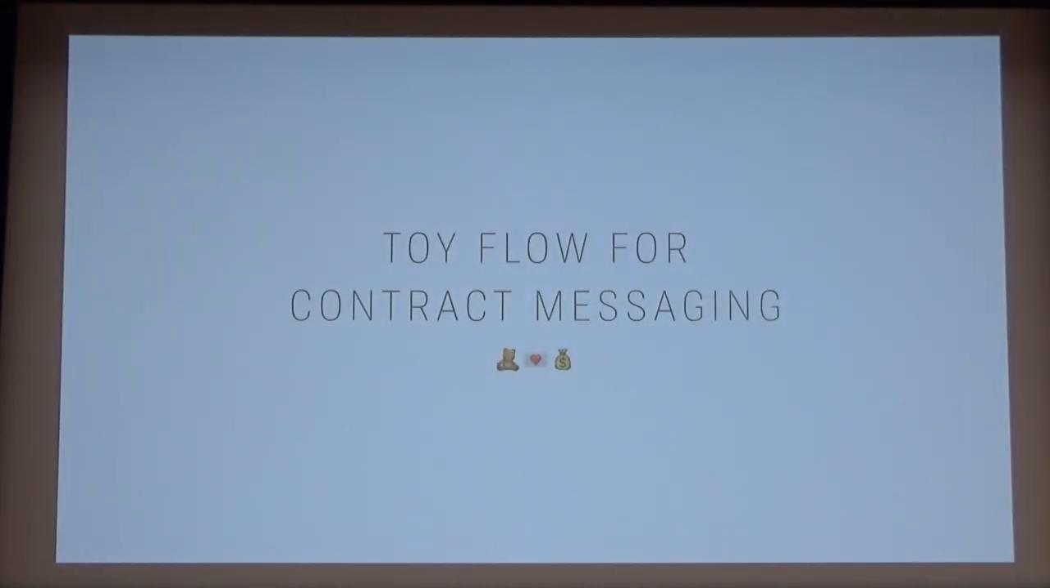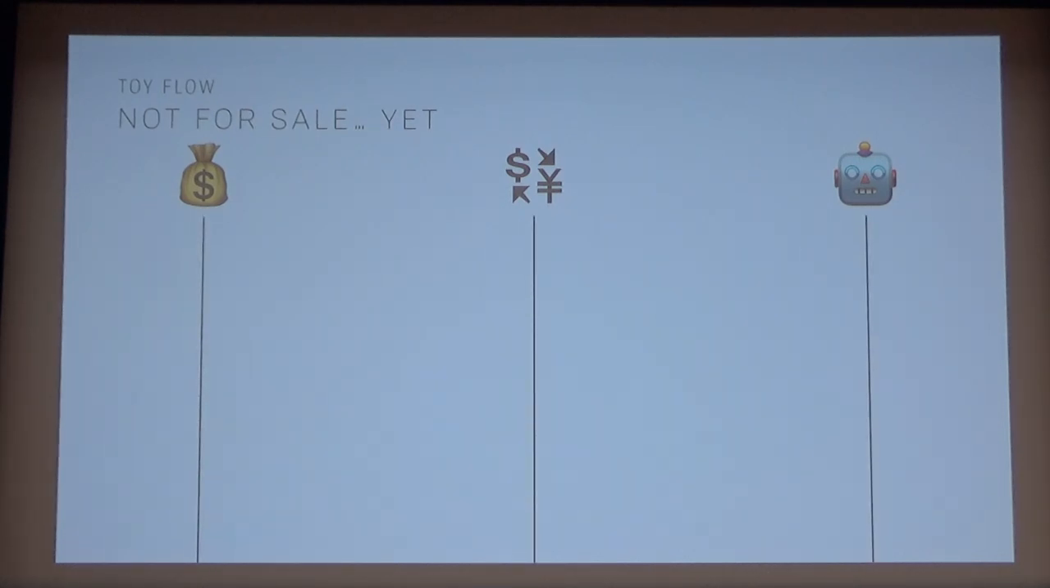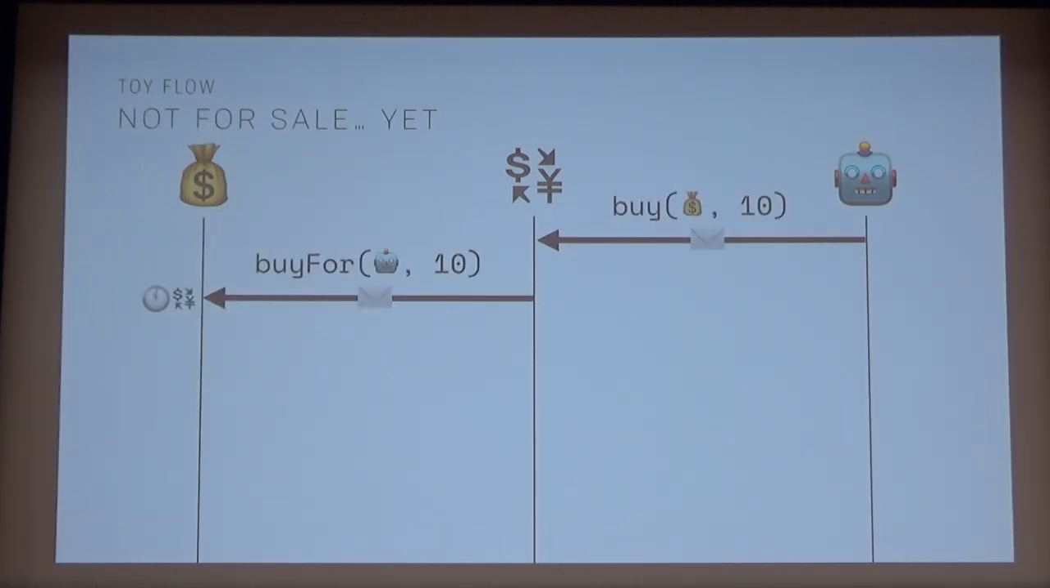So, toy flow for contract messaging. We have three players in this scenario. We have a user, the robot, maybe a proxy contract or the user themselves, some intermediary, and then a token. We send it a buy request, that gets propagated across, and this proxy is asked for a buy of this amount, but it responds with, we're not ready yet, but we will ping you back when we're ready.